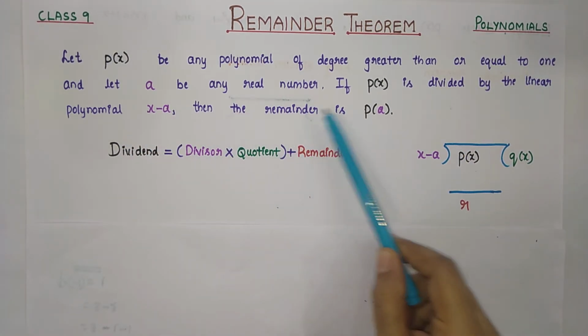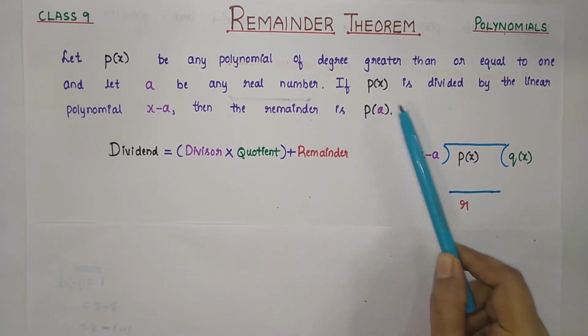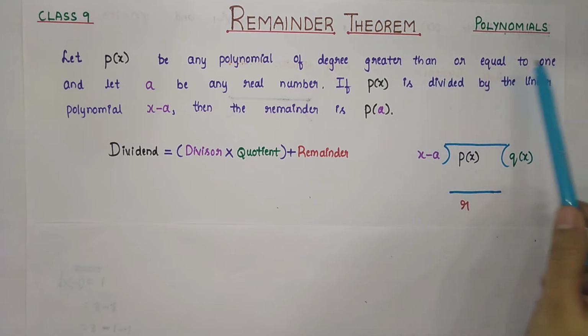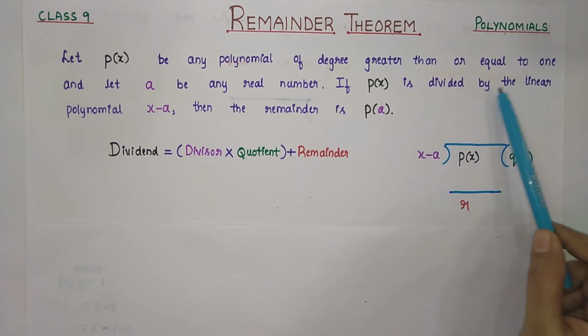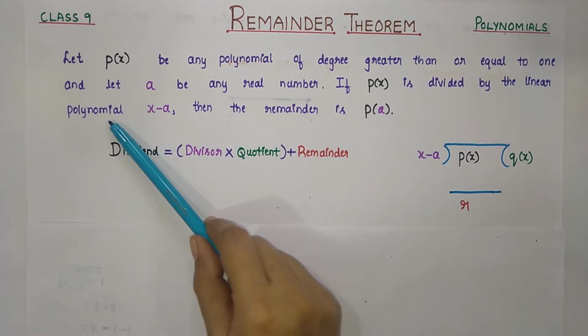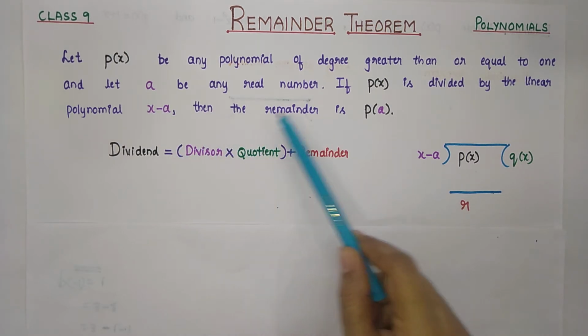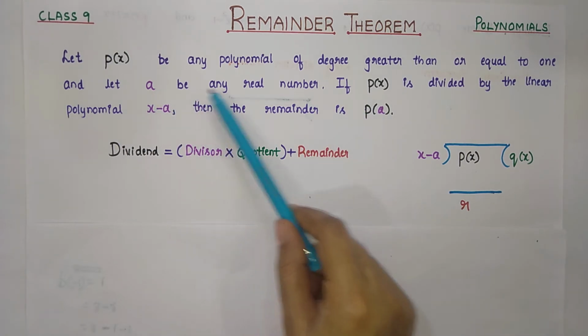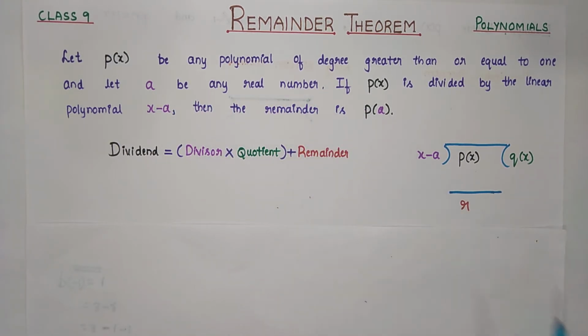Then the remainder is p of a, that is when the polynomial p of x of degree greater than or equal to 1 is divided by the linear polynomial x minus a, then the remainder r is equal to p of a, where a is any real number. Now let us prove this theorem.